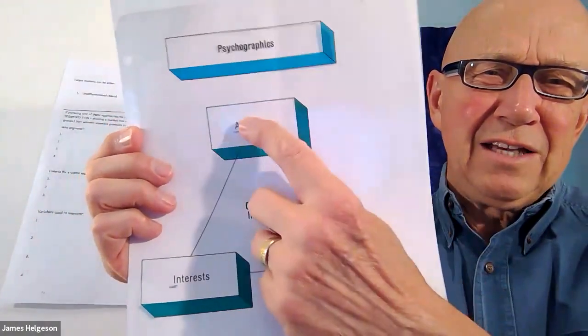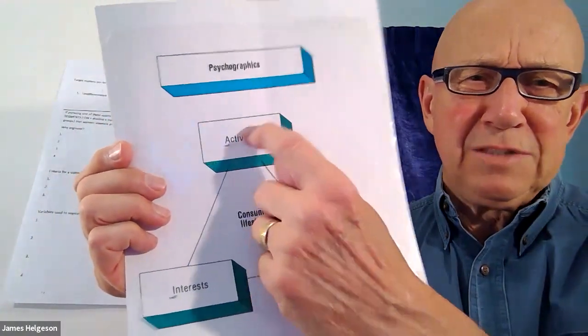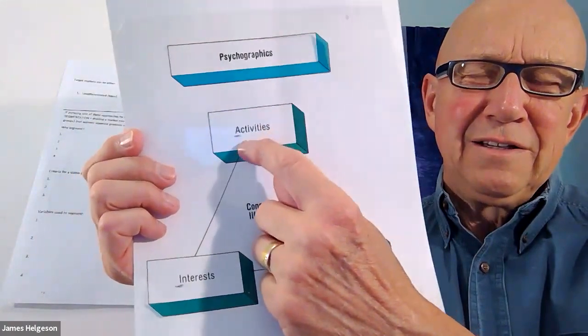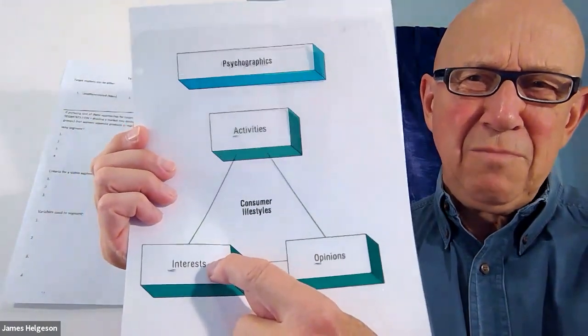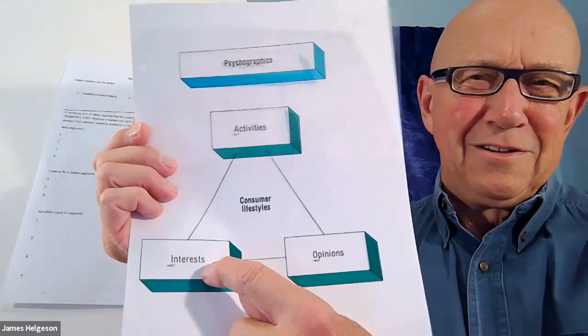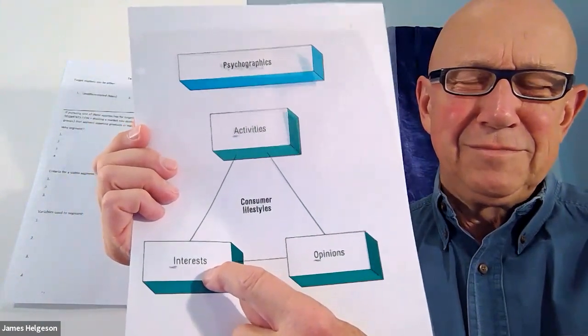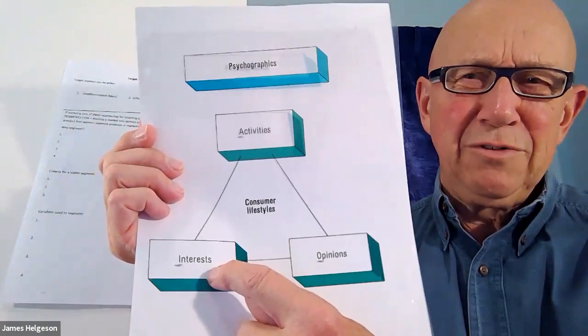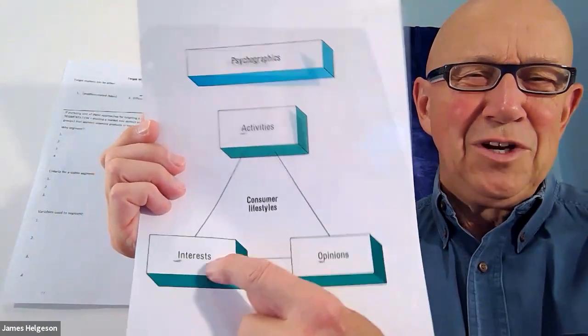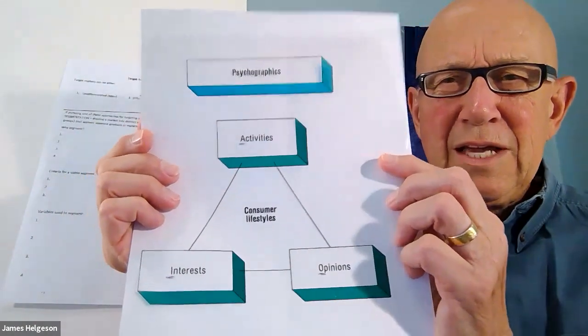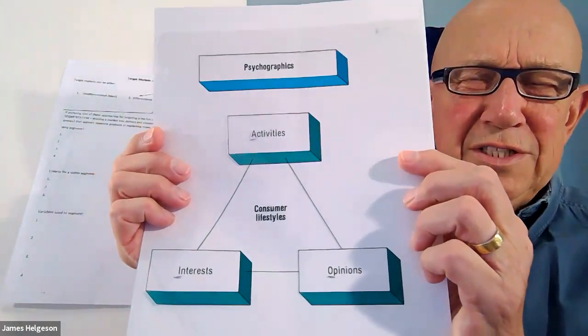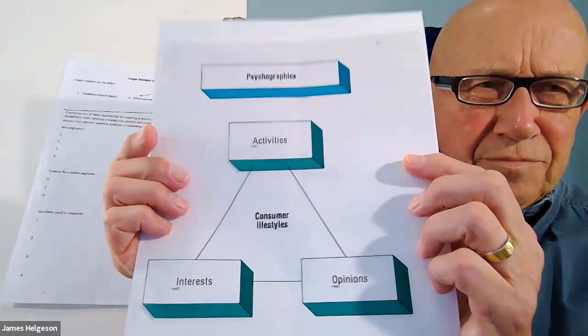Activities, how you spend your time, that's money too. How you spend your time, activities, interest, what do you spend your money on? You know, that gets at spending time, spending money. What do you invest your time in? What do you spend your money on? And then opinions. Kind of round it out so you know this person.